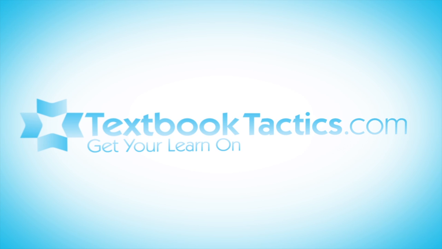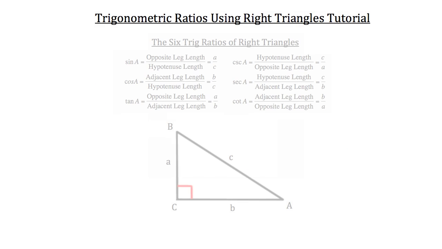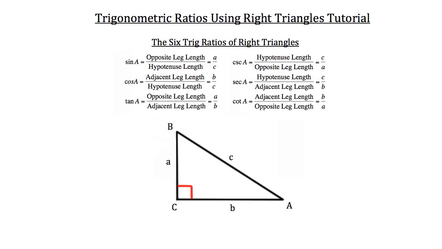This is the Trigonometric Ratios Using Right Triangles tutorial. There are 6 basic trig ratios of right triangles that you should be aware of. The ones on the left here, sine, cosine, and tangent, are the most common that you see, and you can use that acronym, SOHCAHTOA, to help you remember how to solve with these trig ratios.